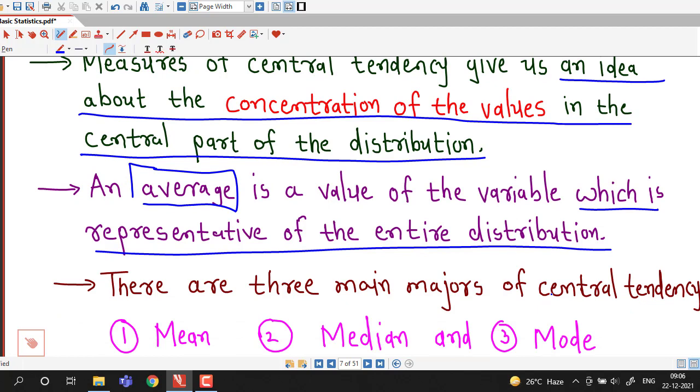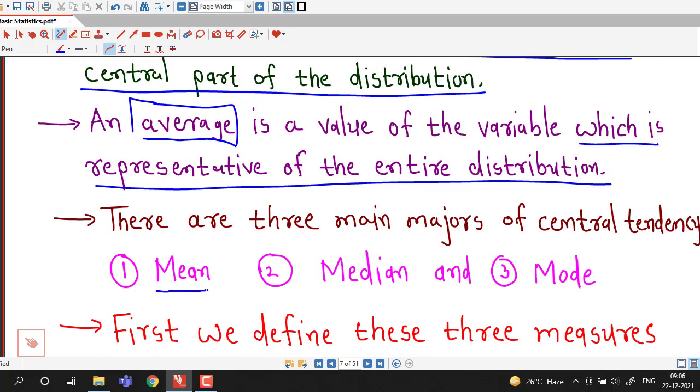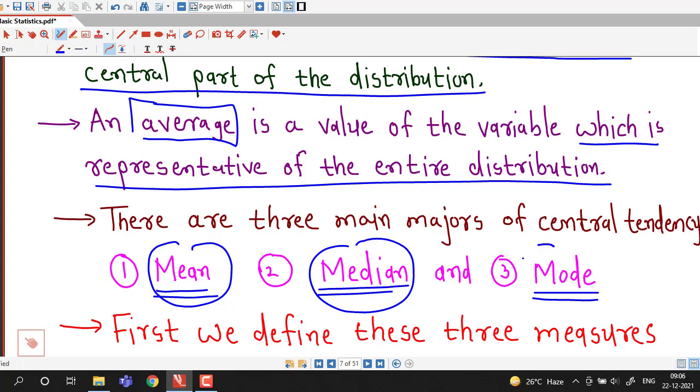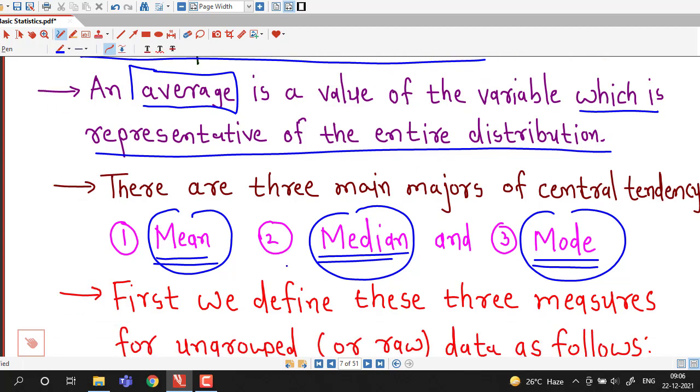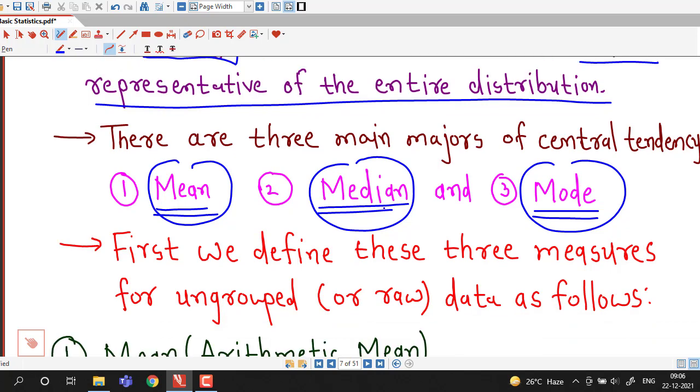There are three main measures of central tendency which we are going to study in our course, namely mean, median and mode. We will discuss all these three measures one by one, and how to compute these three averages. We will discuss first how to obtain these measures of central tendency for ungrouped data or raw data. Then we will discuss how to compute these measures for grouped data or grouped frequency distributions.